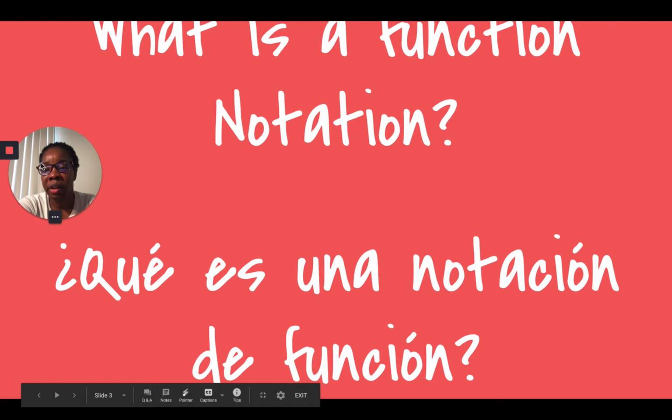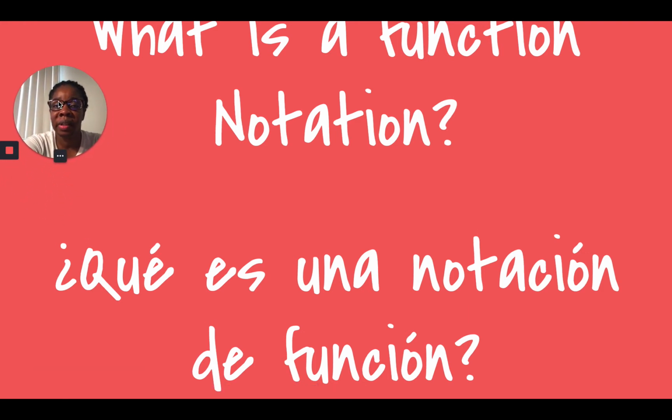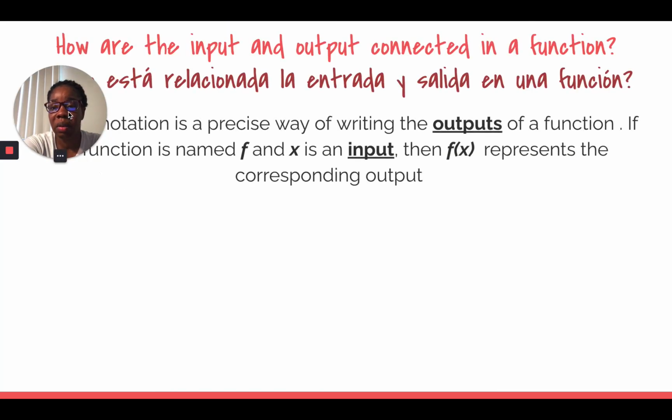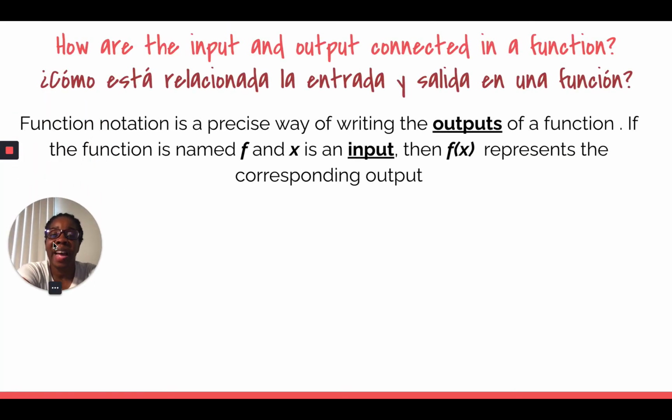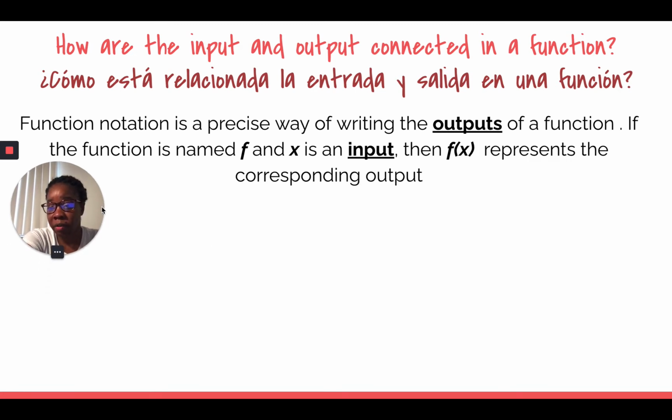Now, what is function notation? Because today's lesson is about function notation. So function notation is a precise way of writing the outputs of a function. If the function is, for example, named f and x is an input, then f of x represents the corresponding output. So that's what you get for the input.